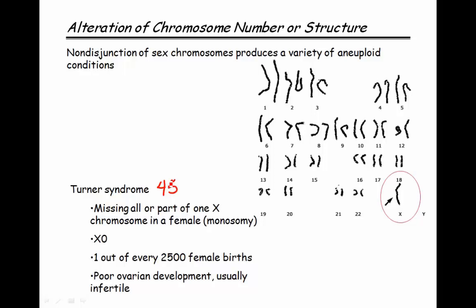This is 1 out of every 2,500 female births. With this one, you do have a little bit more phenotypes associated with it. And these usually, because of the poor ovarian development, are going to be infertile.